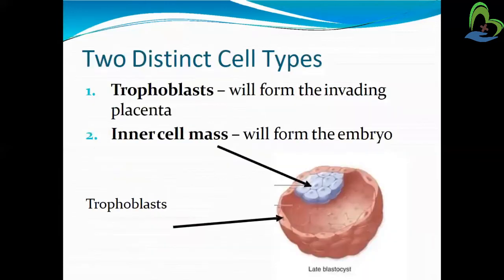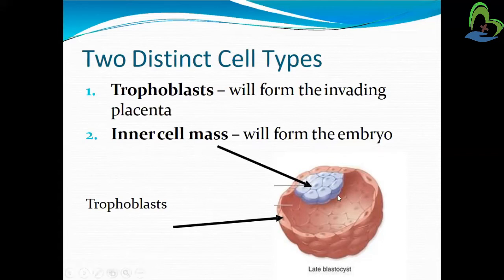Next, the two distinct cell types. So in the blastocyst, there are two types of cells. Okay, the trophoblast and the inner cell mass. So it is divided into two. In this figure, it is shown that this is the trophoblast and this is the inner cell mass, in bluish color. Okay, so the trophoblast will form the invading placenta. So in future, the trophoblast prepares the maternal placenta. So the mother's side placenta is formed by the trophoblast.